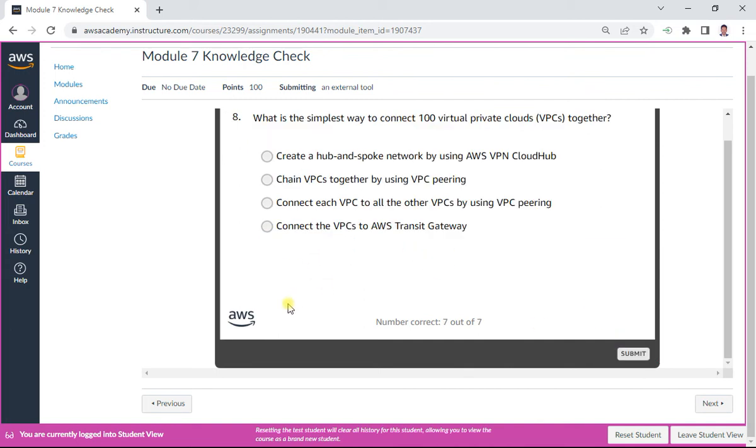Okay, perfect. Eighth one, what is the simplest way to connect 100 VPCs together? Connect the VPCs using a transit gateway. This is the best way. You create a transit gateway and connect all of them.